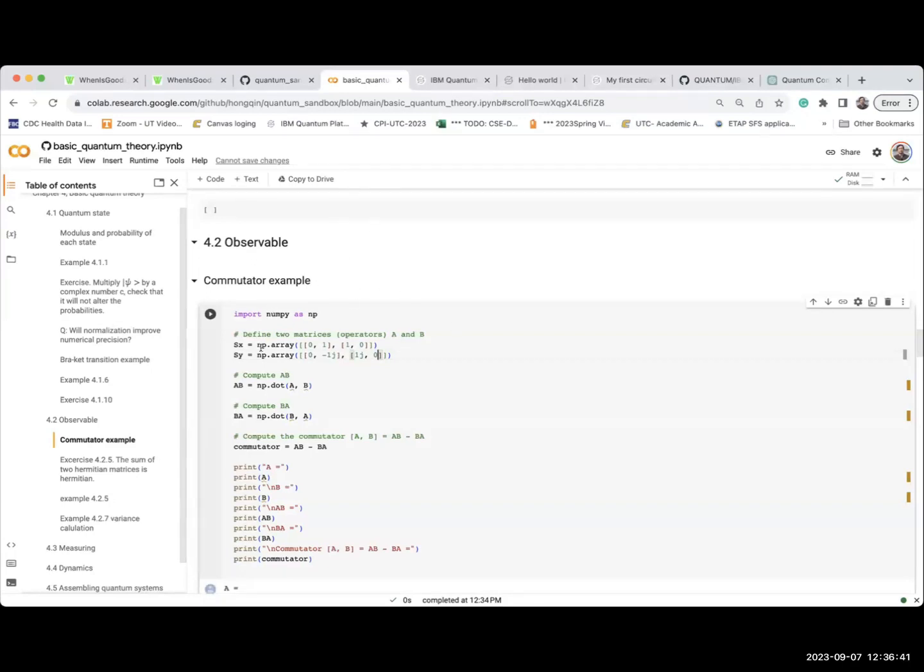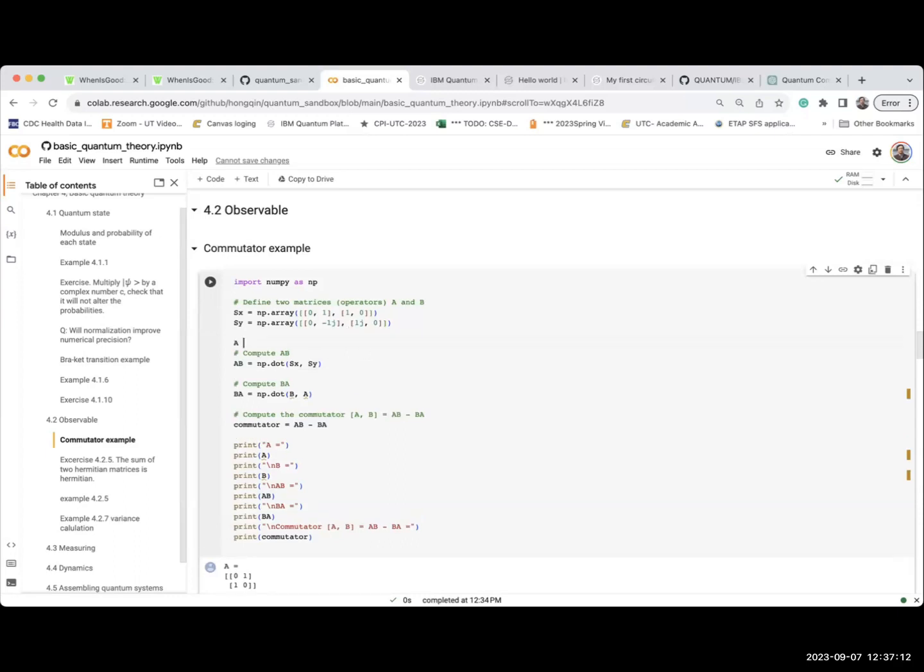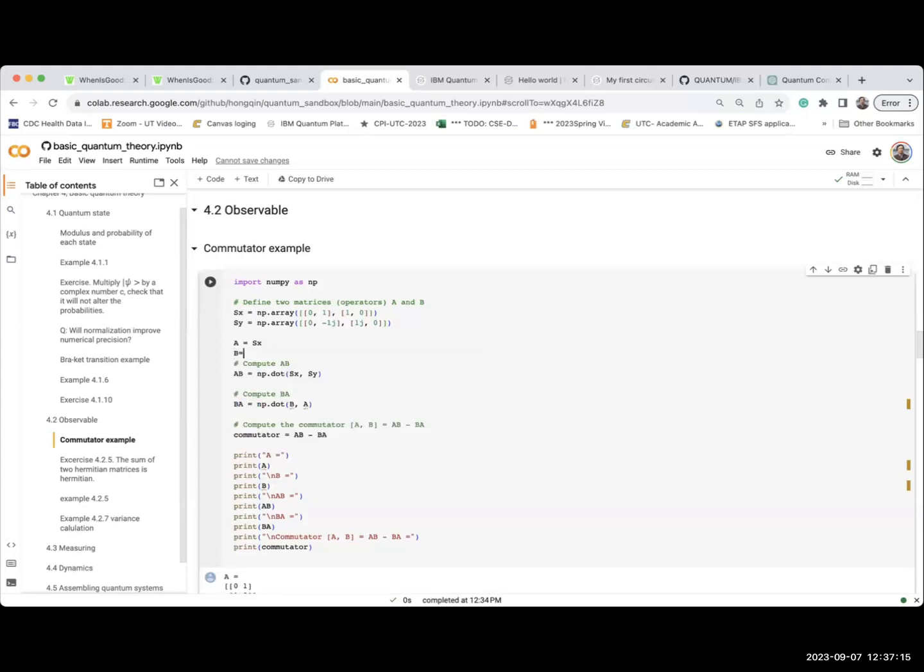this part I didn't prepare well. So I'm doing this on the fly. This is Sx, not Sz. So that is correct. So we put the Sx plus Sy. And let's just still call that A and B. That might make it a bit easier. Okay.